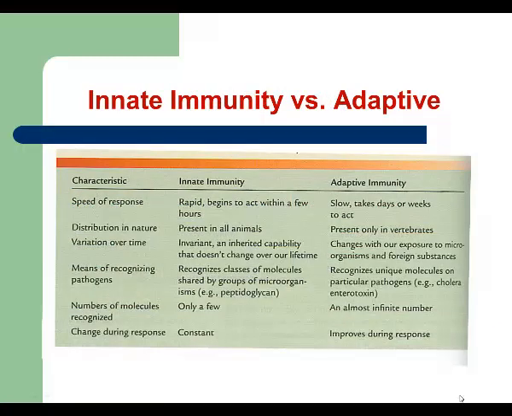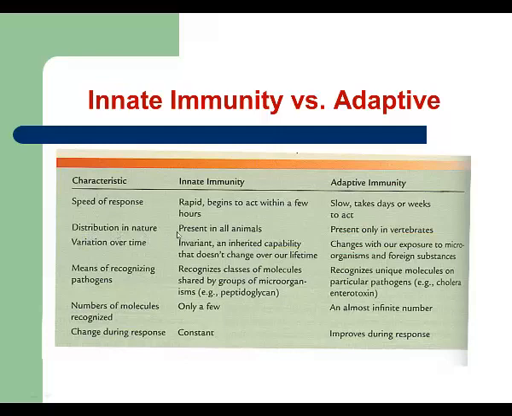This chart compares innate immunity, the second line, to adaptive immunity, or the third line of defense. Let's start with the speed of response. Innate immunity is fast, it's rapid. It basically starts working within a few, sometimes even minutes. Adaptive immunity is slow. It takes a while, sometimes a couple of weeks to make antibodies for the adaptive immune system.